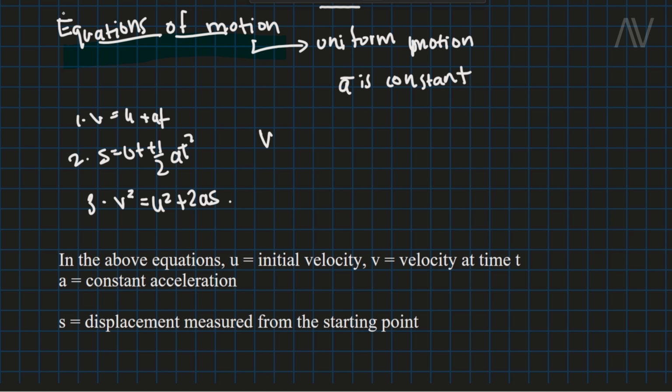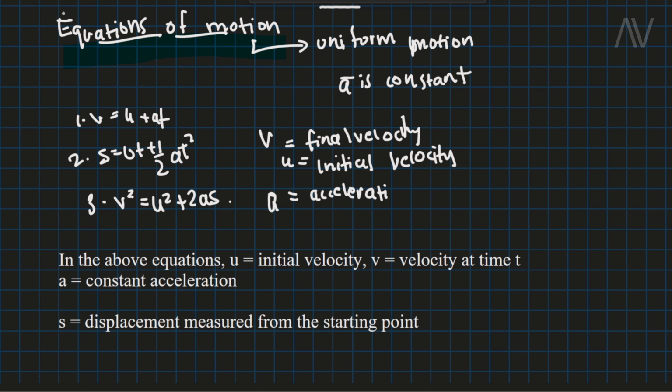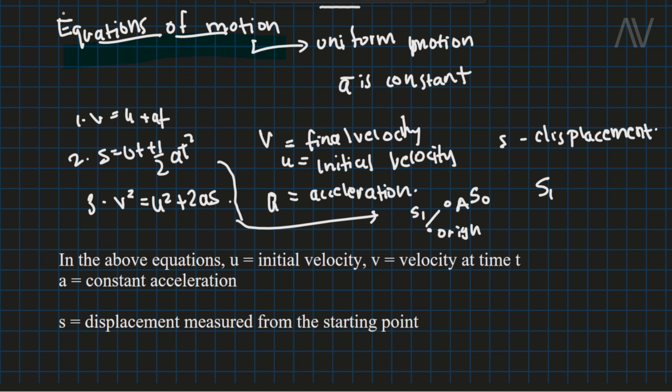Out of this, v stands for the final velocity, u stands for the initial velocity, t stands for the time, a stands for the acceleration, and s stands for displacement. Also, the equation s = ut + ½at² has another form. When we take the displacement from a point other than the origin, s₁ = s₀ + ut + ½at². This is used when we don't measure the displacement from the given point.